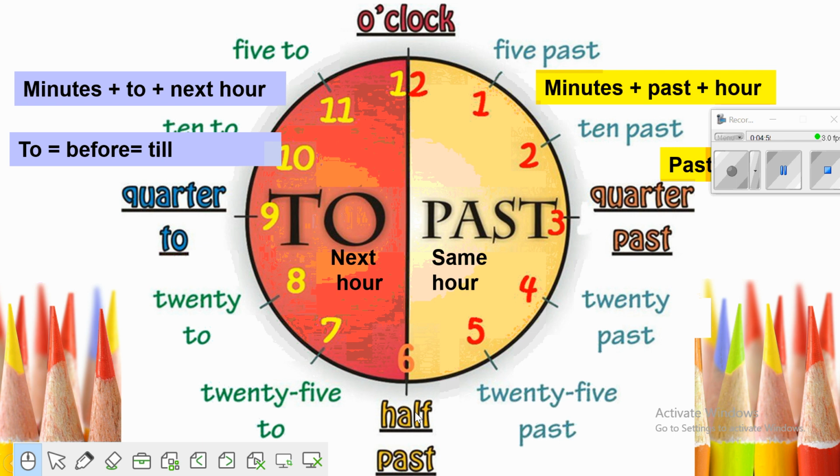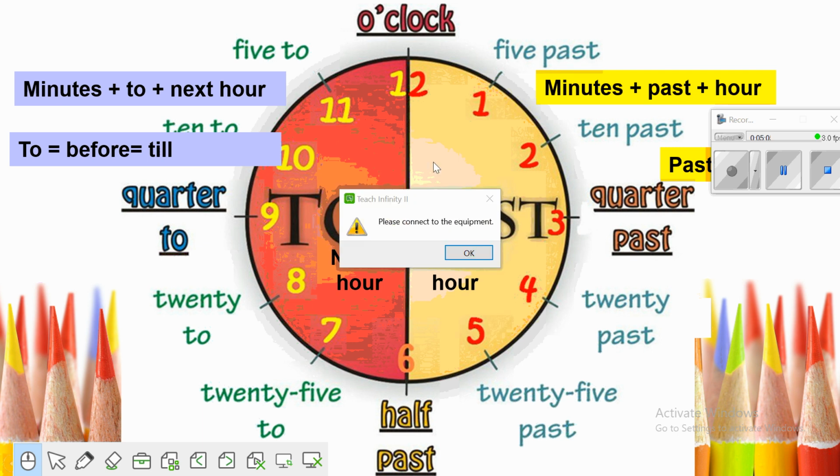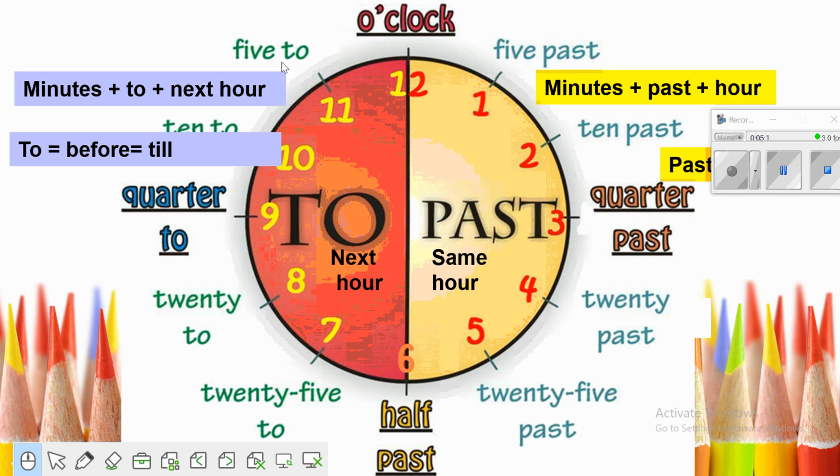Now, after half past, I don't have 35 past. Why? Because with to, I'm counting backwards, like here. 5, 10, 15, 20, 25. Again, when I'm on to, I'm not counting in the same direction as the movement of the hands. No, the opposite direction. 5, 10, 15, 20, 25. So number 7, if I'm using to, how many minutes? 5, 10, 15, 20, 25 to.